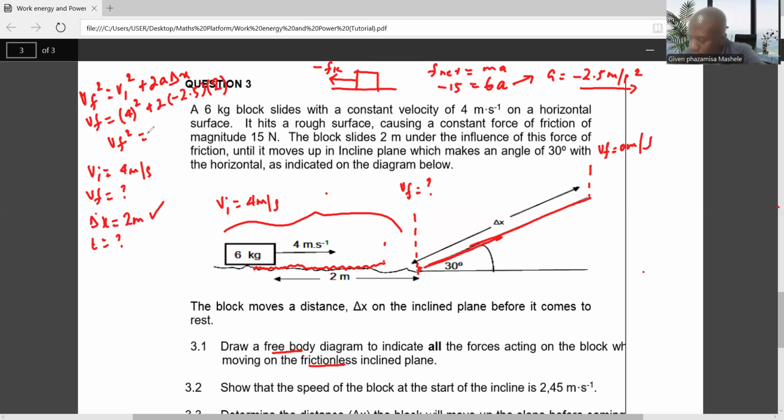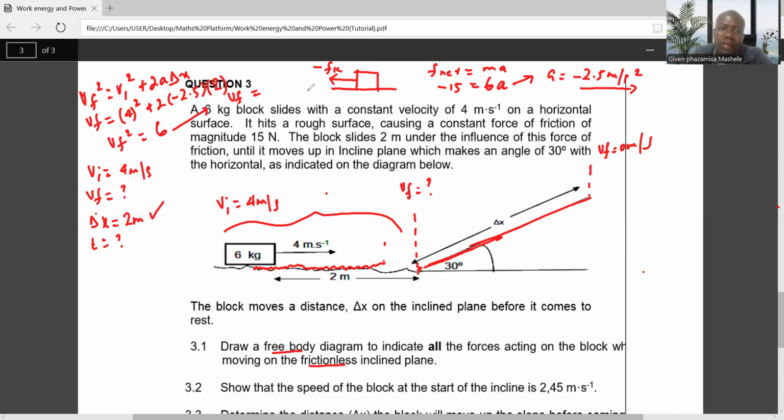16 plus 2 times negative, okay, let me just say minus here, 2 times 2.5 times 2. So this one will give us 6. Then we take the root of 6. If I'm not mistaken, the square root of 6 is 2.45.